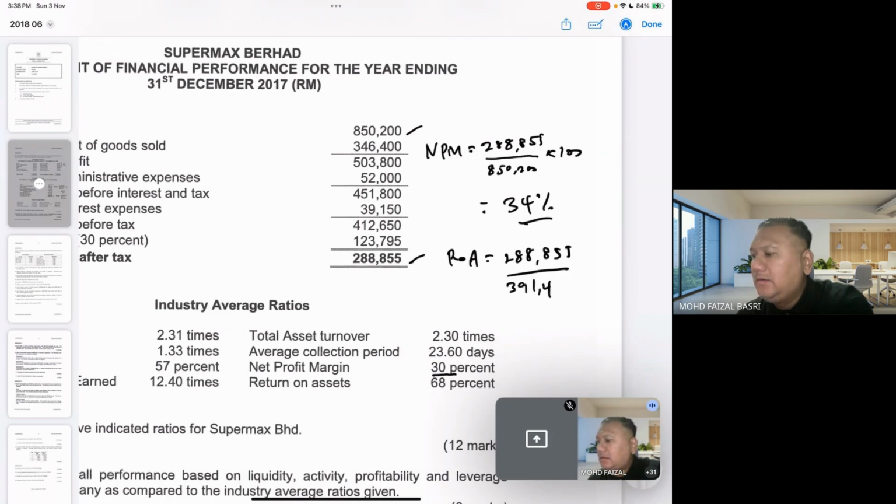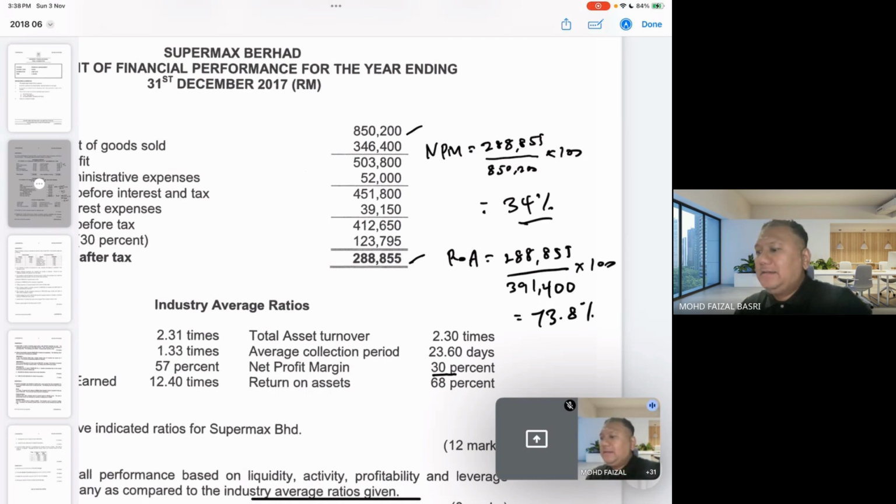Okay, 391. Darab 100 juga. 73.8%. Okay, 73.8%. Thank you, Syafiq.